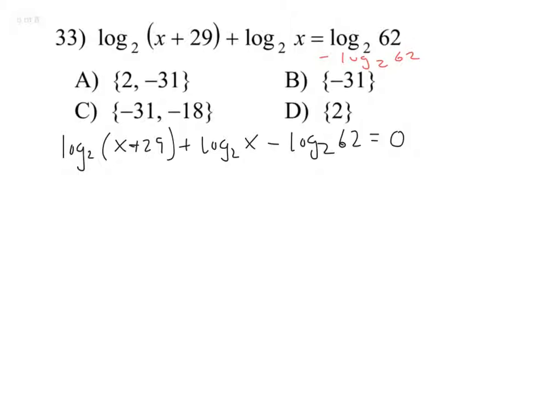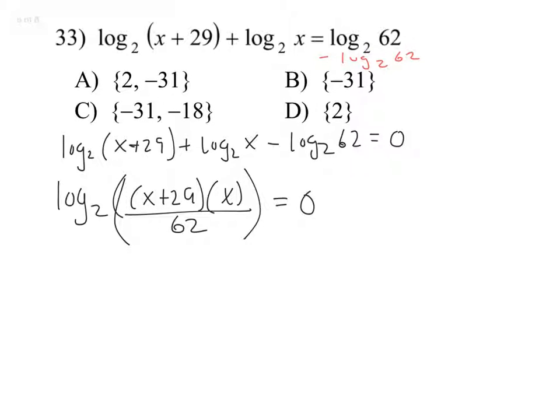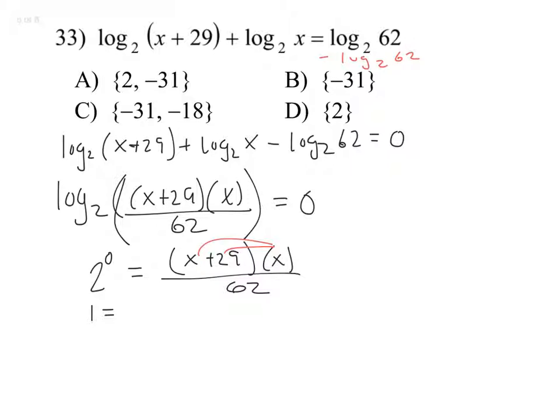Okay, so now I'm just going to use my properties of exponents. So let's condense these. They're all log base 2. I'm going to have x plus 29 times x, and that's all going to be divided by 62, and it's equal to 0. Now we could go ahead and do the distributing before we move on to turning it into exponential form, but because this is so complicated, I'm just going to put it in exponential form first. So I have 2 to the 0 equals x plus 29 times x all over 62. And 2 to the 0 is 1, so I know I can simplify that. And I'm going to go ahead and distribute that x there. So I've got x squared plus 29x all divided by 62.